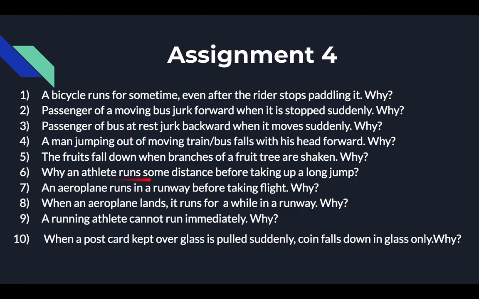Why does an athlete run some distance before taking off for a long jump? So when the athlete runs, he gains inertia of motion. And because of that, he can jump a bit longer. So that is why the athlete runs some distance before taking a long jump.